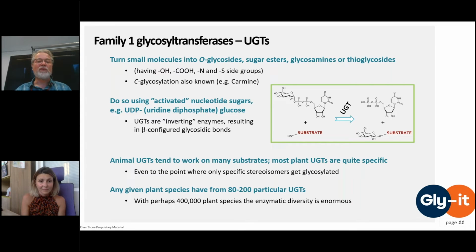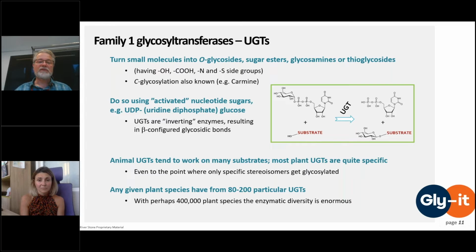UDTs, the whole family 1 UDTs, are what we call inverting enzymes. So whereas the glucose in UDP-glucose sits in an alpha configuration to the rest of the molecule, in the resulting glycoside you have a beta configuration because you have this inversion going on.